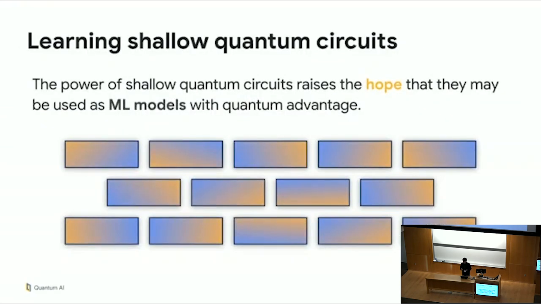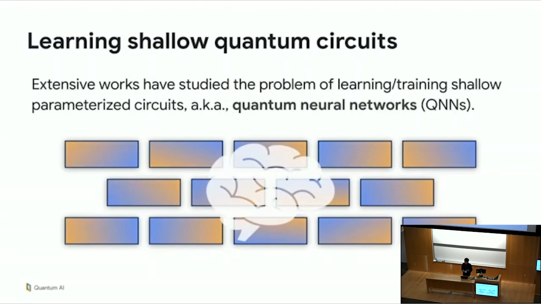So the power of shallow quantum circuits has really raised the hope for the QML community that maybe we can utilize them as some kind of machine learning models that hopefully, in a very optimistic sense, could have some quantum advantage over classical algorithms. And due to this hope, there have been an extensive amount of works, maybe hundreds or thousands of papers, that try to study the problem of learning and training shallow parameterized quantum circuits, which some of them also refer to as quantum neural networks or shallow quantum neural networks.